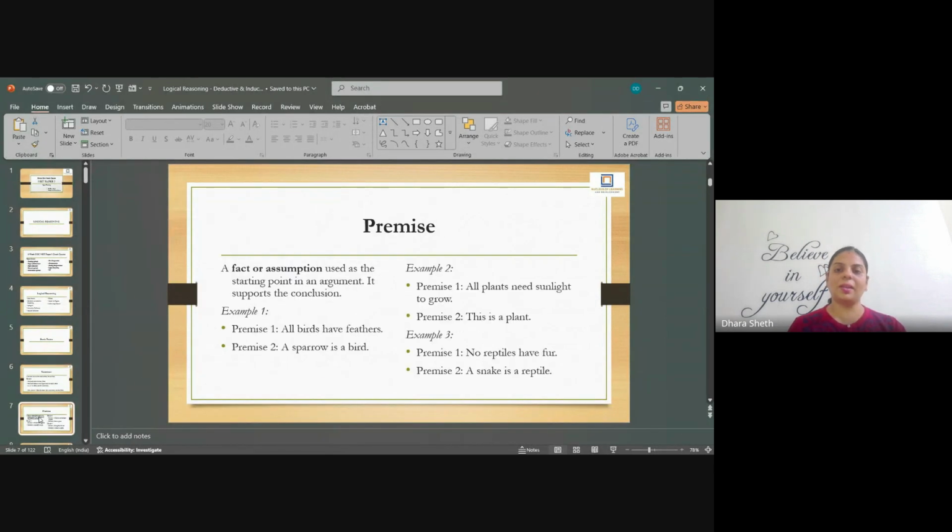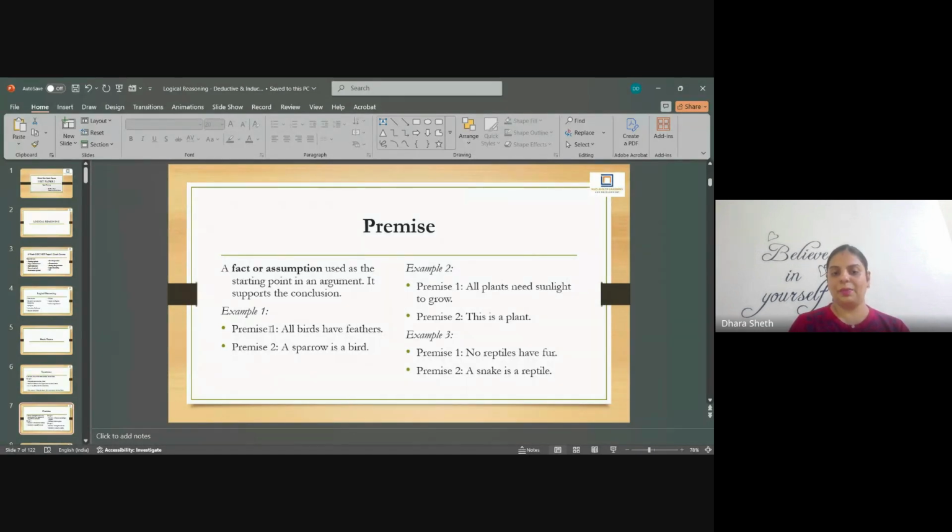The next concept is premise. Please pay attention because the entire logic of the logical reasoning is based on these terms. They'll keep on repeating again and again. If you don't know what a premise is, you cannot go further. What is a premise? A fact or assumption used as the starting point in an argument. It supports the conclusion.